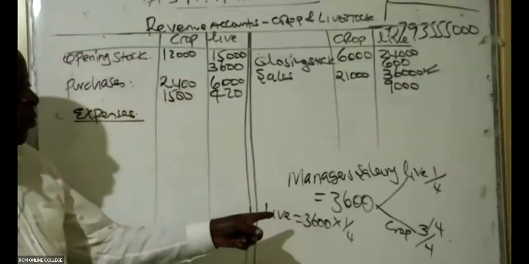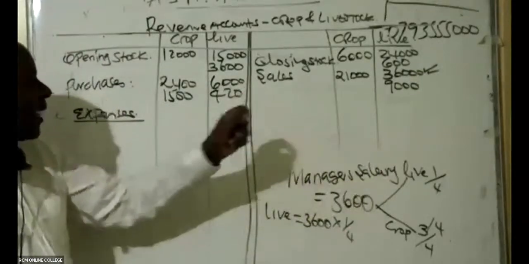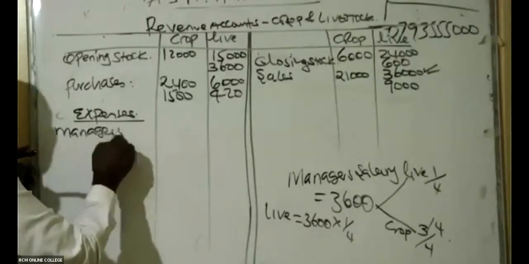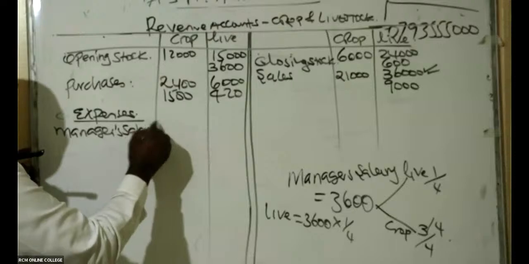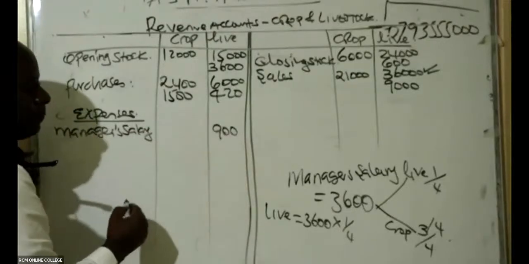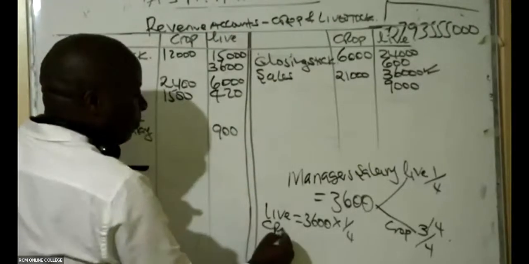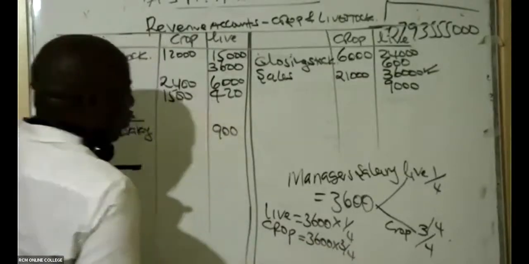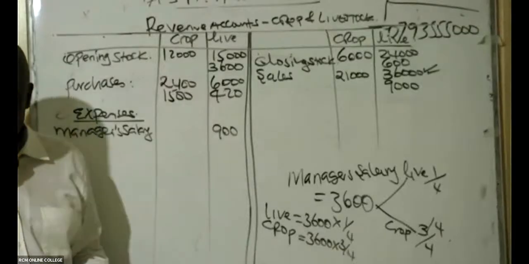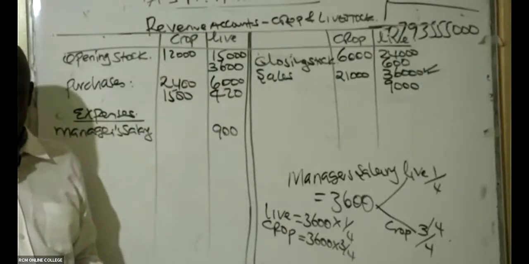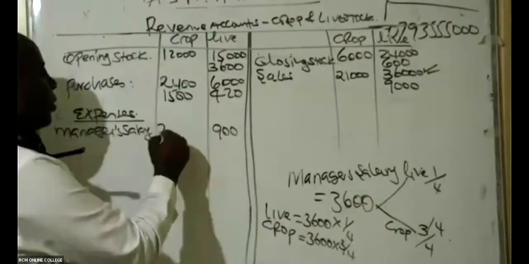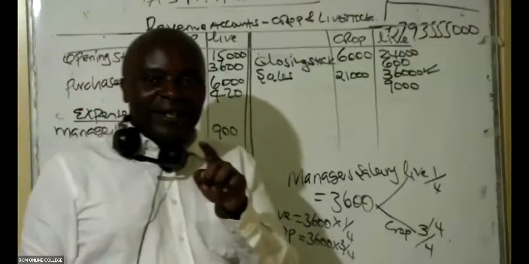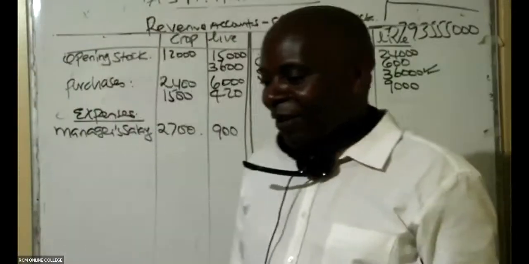Remember, he wants to confuse you. You see, I started with the word livestock, but you're bright. We know that this manager's salary, we shall come and book here. Livestock is 900, and then for crop, we have 3,600 times 3/4, which ends up giving us what figure? 2,700. So have we understood this, all of us? Have we understood how you book?